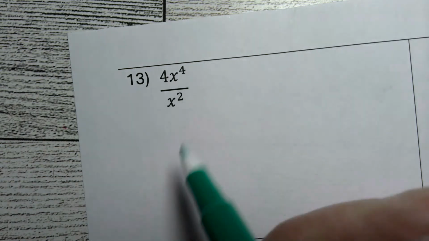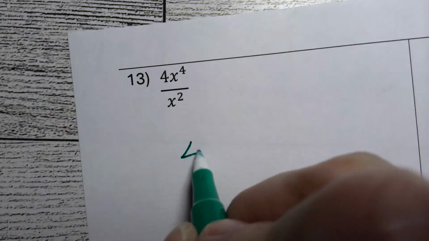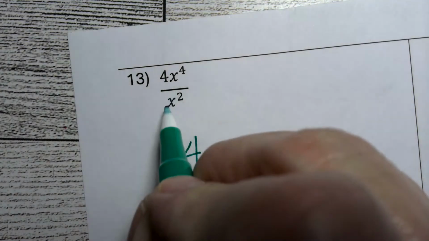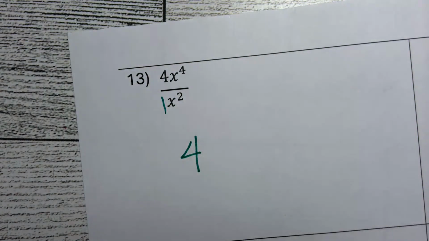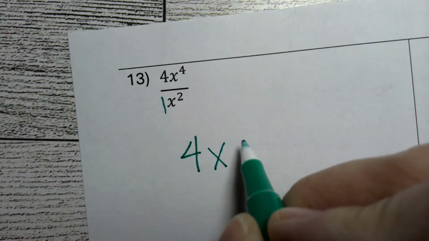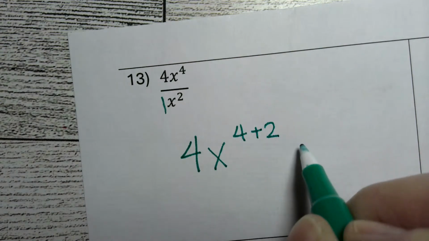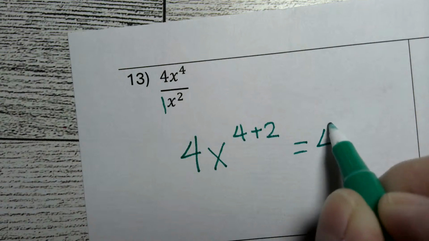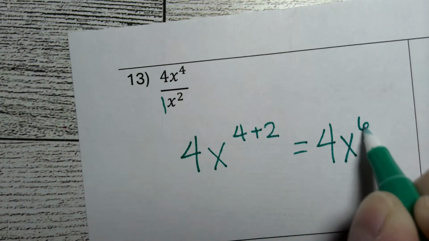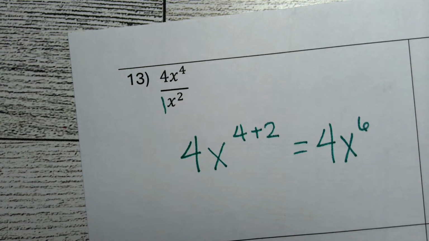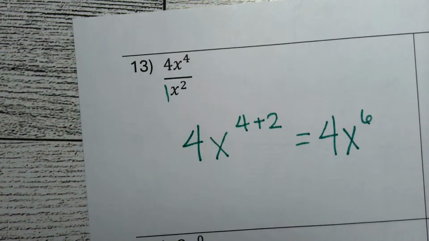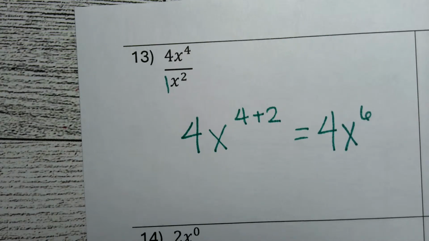All right, so for this one, Creepy Baby wrote 4. There's nothing underneath it, so she thought there was just a 1 there. And then she did x to the 4 plus 2. Pretty much kind of what she did on the last one. So she says the answer is 4x to the 6th. Did she do that correctly, or did she make a mistake?